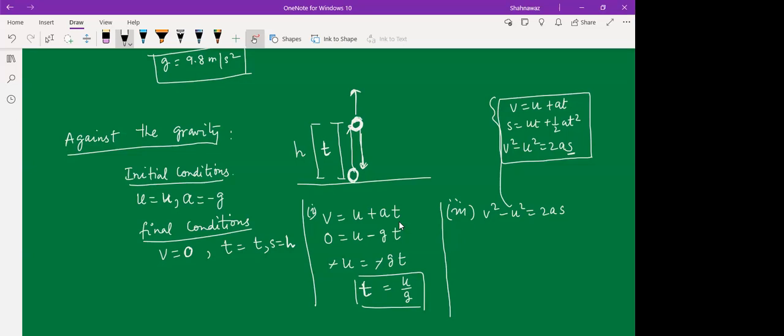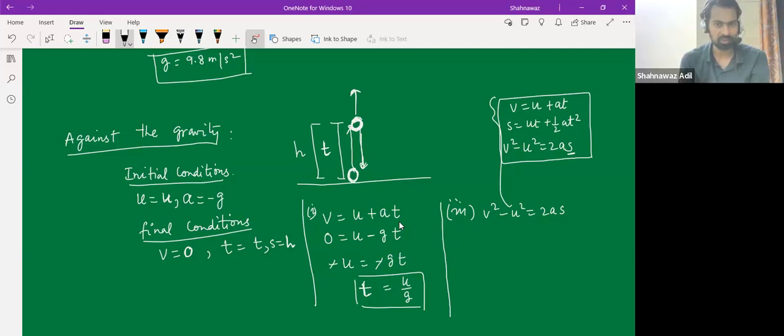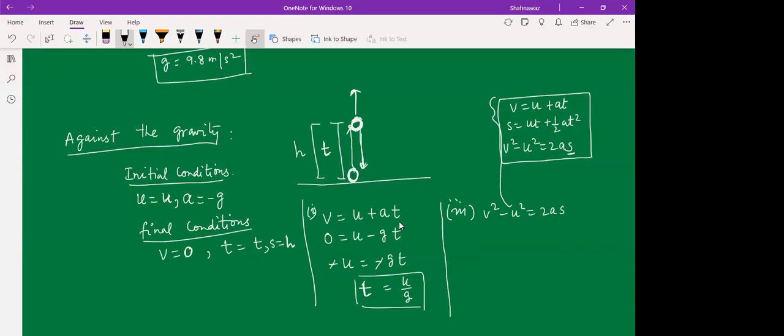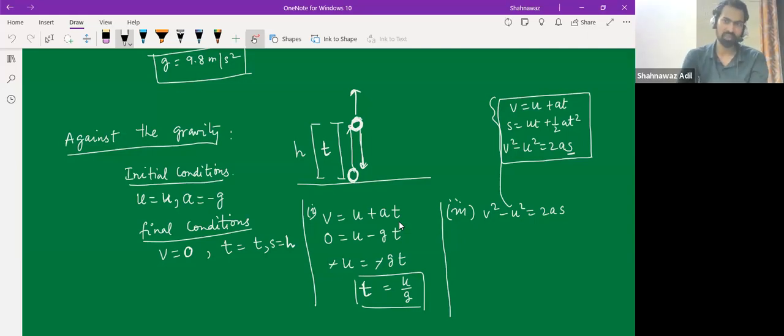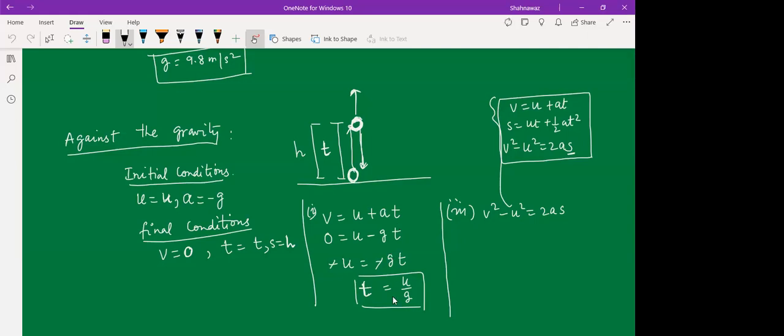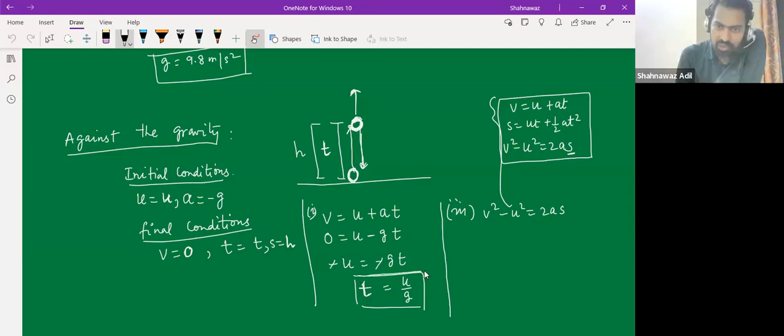In this question, they are asking about the initial speed. Or they can also ask this question: a body is thrown upwards with some initial velocity 20 meter per second. Calculate the time it takes to reach the highest point. In this case, they are asking about the time. So we will do all kinds of questions. So this equation is needed to calculate the time and initial speed.